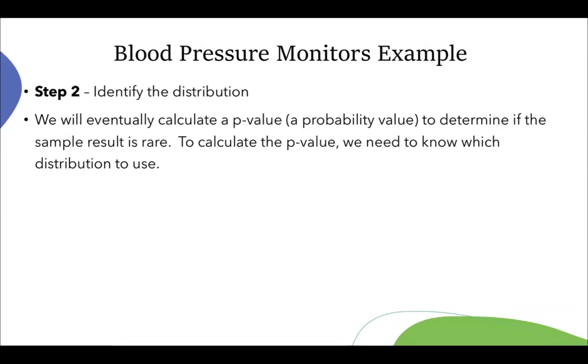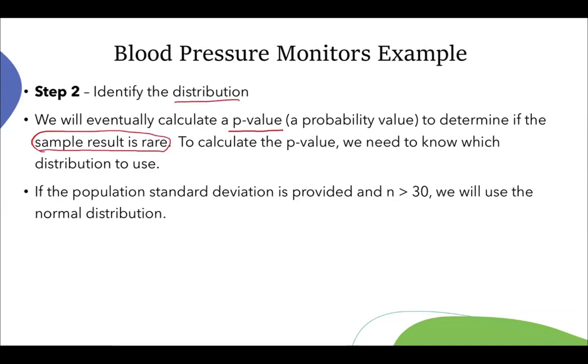The distribution that we're going to specify here depends on what we were provided with in the problem. When we calculate our p-value in this problem, we are going to determine if our sample result is rare, because our p-value is a determination of how rare the event is. To calculate the p-value, we need to know which distribution to use. So that's why step 2 is really important. When the population standard deviation is provided and n is greater than 30, we're going to be using the normal distribution.